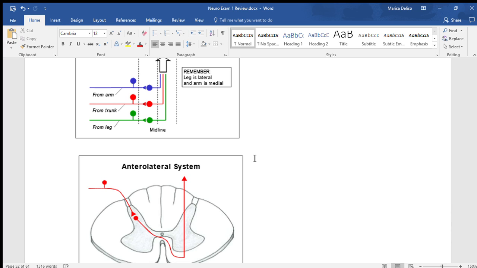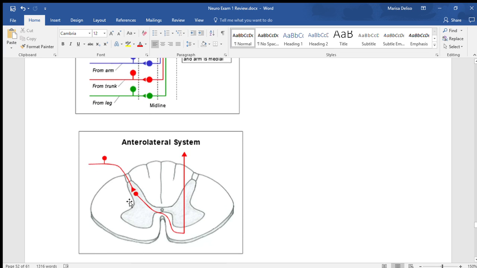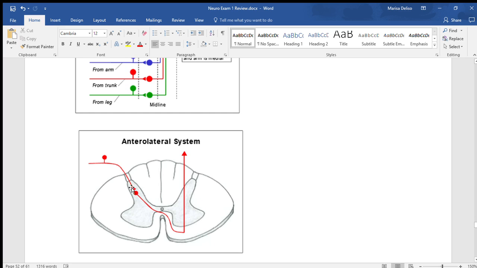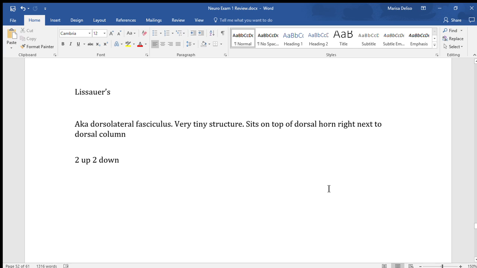Our ALS, though, synapses at the level of the spinal cord. We'll talk about Lissauer's, don't you fret. We come in through our dorsal horn, of course, and we synapse right there, and then we cross over and ascend. So we're not going to cross over again when we get to the medulla. We cross at the level of the spinal cord; keep that in mind. For the DCML, our first cross is in the medulla. Then we ascend, and it's called the anterolateral system for a reason: we ascend anterolaterally. This is important when we talk about Brown-Séquard.